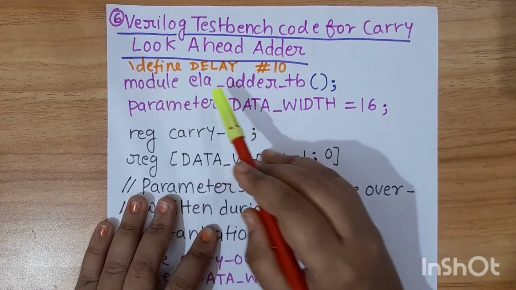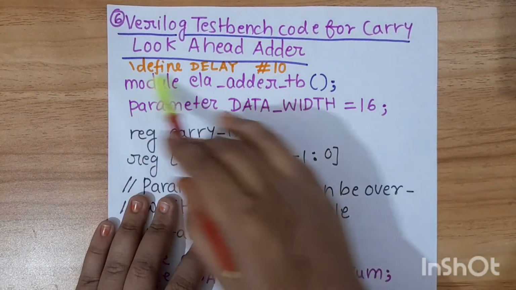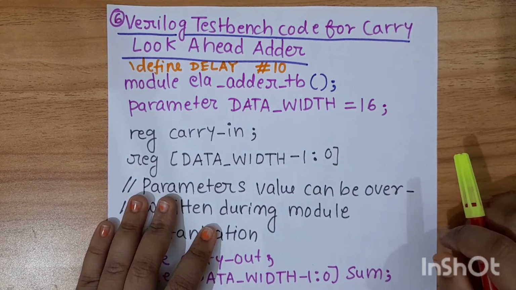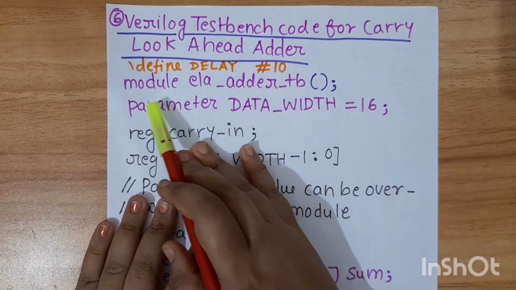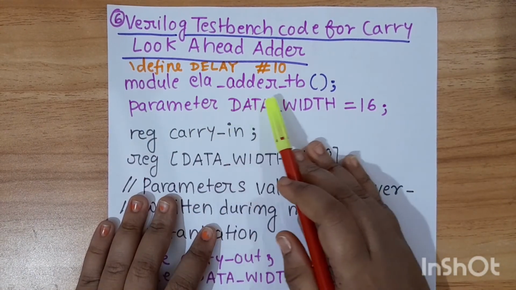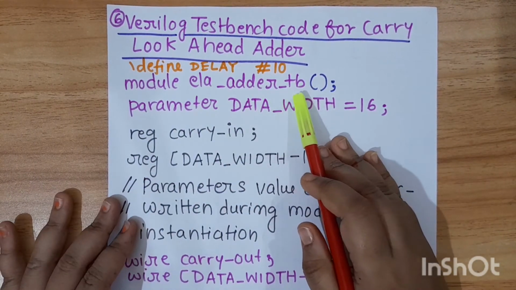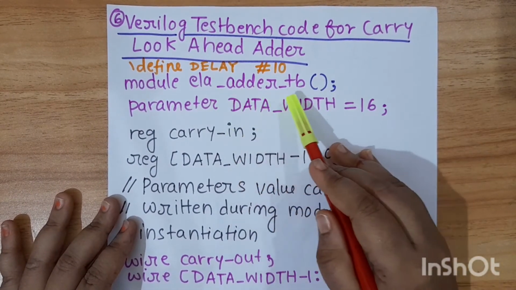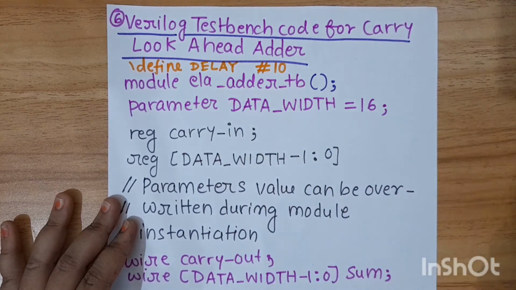So `define delay #10. This delay I have mentioned here, and I will be using it in the code. `define. So module CLA_adder_TB; CLA_adder_TB is the name of the module for the test bench.